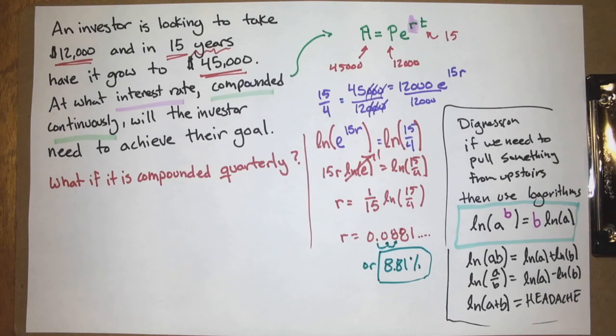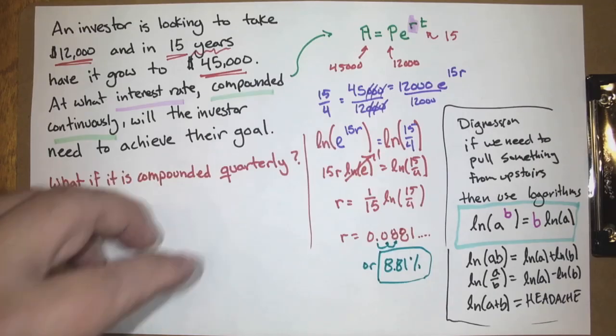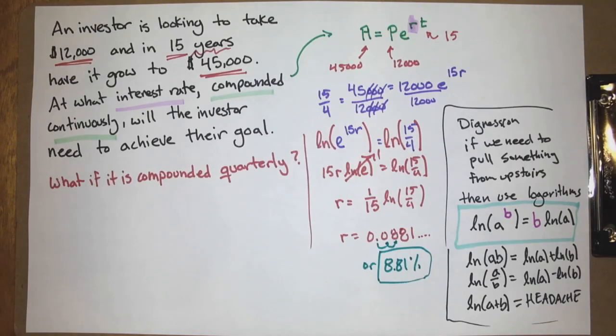Now, different question. What if it's compounded quarterly? And you might say, aha, this will be the easier question because Steve left himself a lot less space. No, Steve was very foolish and not strategic. This will probably not be the easier question, but that's okay. We'll make it work, right?